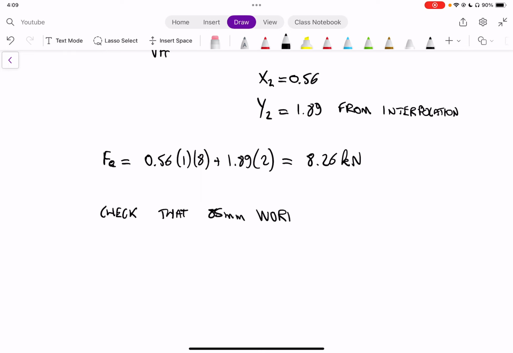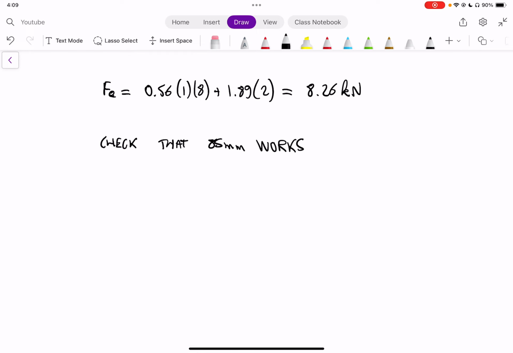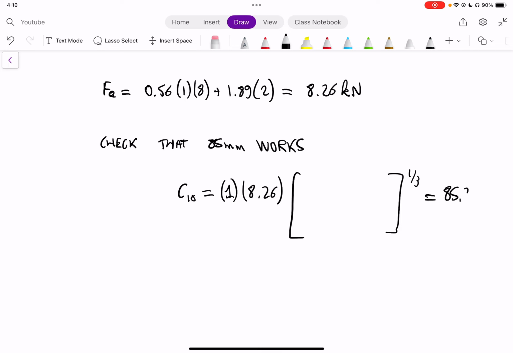And if it doesn't work, it means that our guess was wrong and we need to do a new guess. Okay, so check that 85 millimeter works. So what we're going to do is write C10 is equal to 1 for AF times 8.26 with everything in the brackets to the power of 1/3, based on XD over all the Weibull parameters. And we get a value of 85.2 kilonewtons.